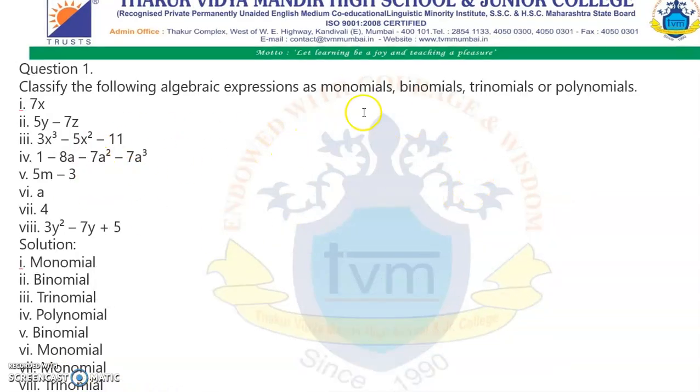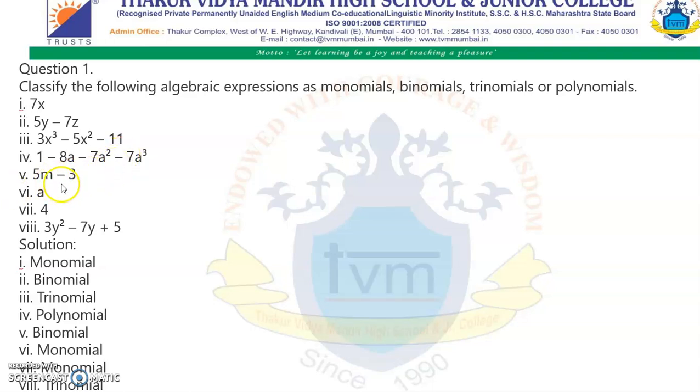Now there is an exercise based on that. Now you can see the exercise based on monomial, binomial, trinomials or polynomials. Here given below are some expressions. We have to classify what kind of polynomials they are. 7x, only one term, it is monomial. Here 2 terms, it is binomial. 3 terms, trinomial. More than 3 terms, polynomials.